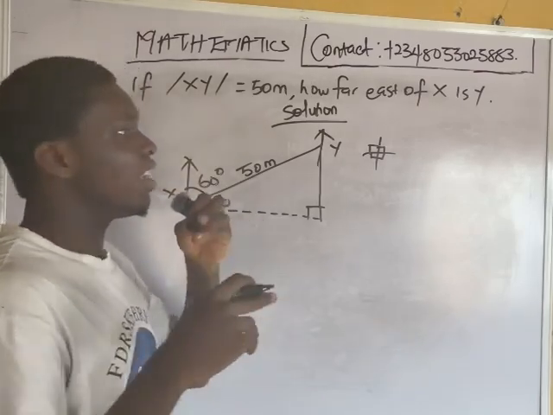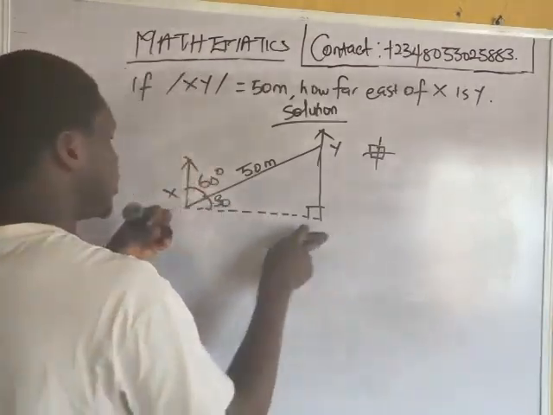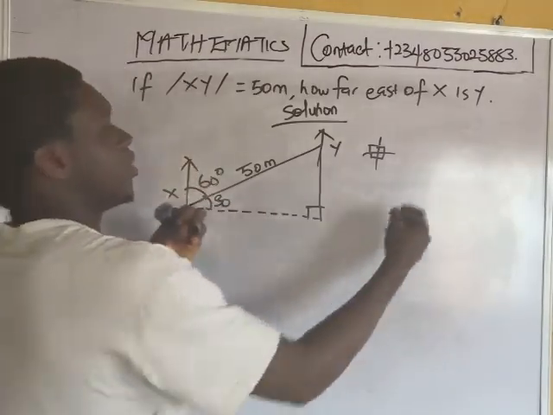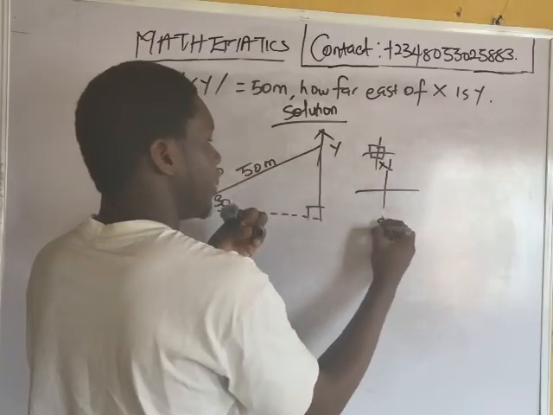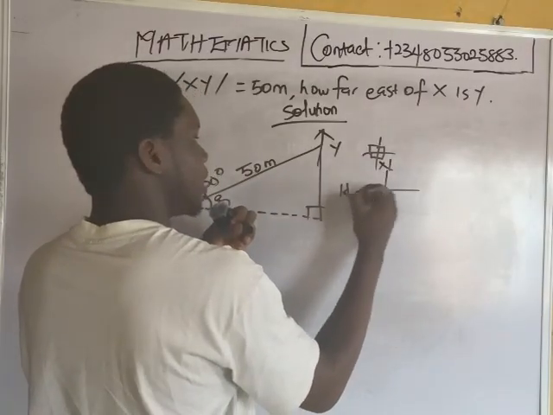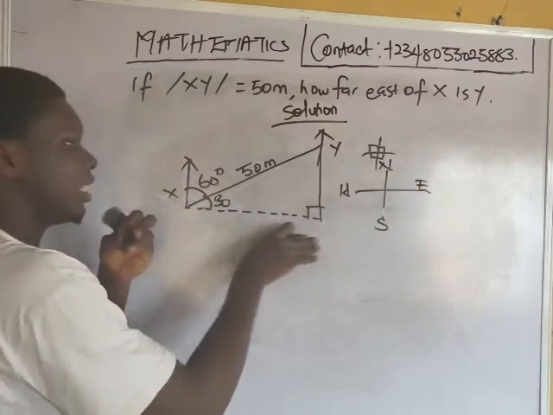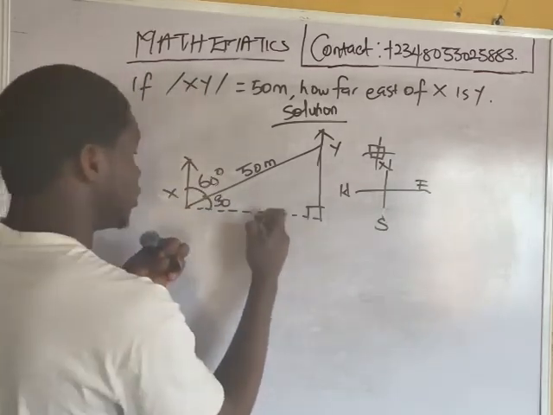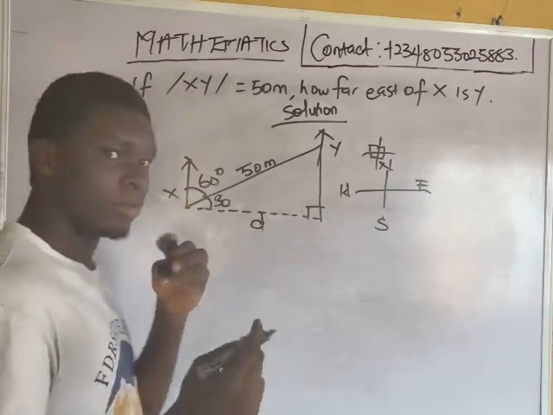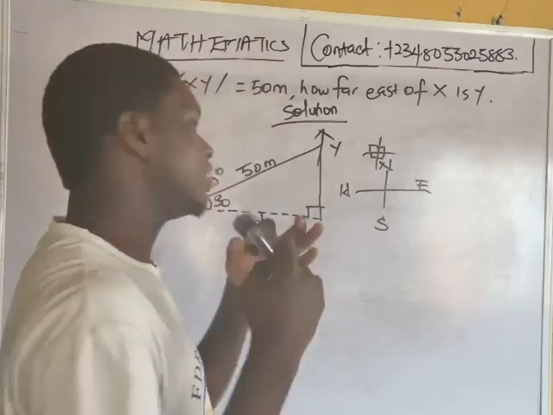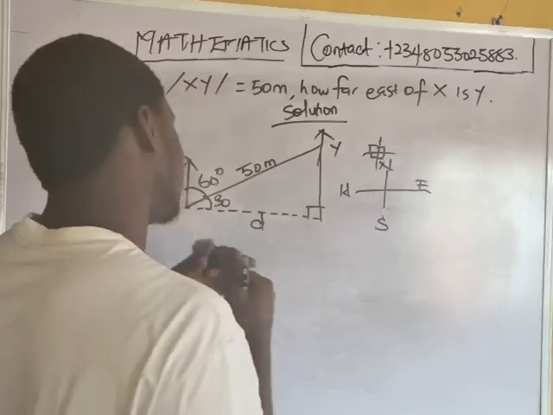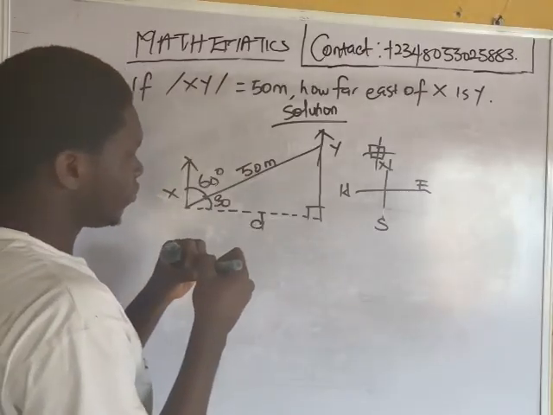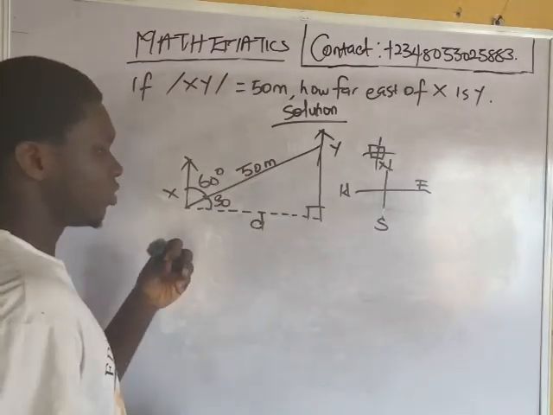Now the question is, how far east of x is y? So now look at this closely. From our compass, we know we have 4 points. We have north, we have south, we have west, and we have east. So you know they are talking about this particular direction. So we can call here D, for example. We can use any variable. We can use A, we can use C, and all of that. But for this example, we'll be using D. So now moving on. Looking at this closely, we use cos theta.